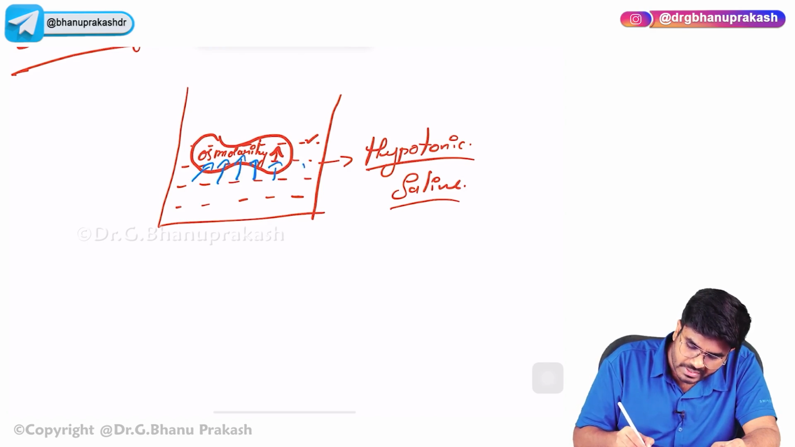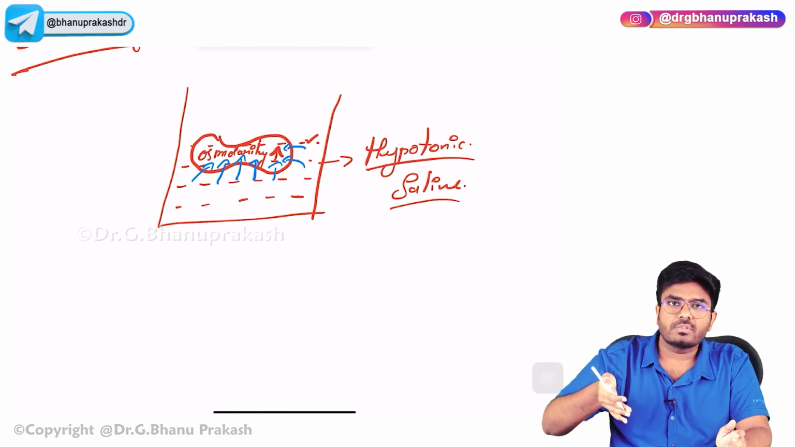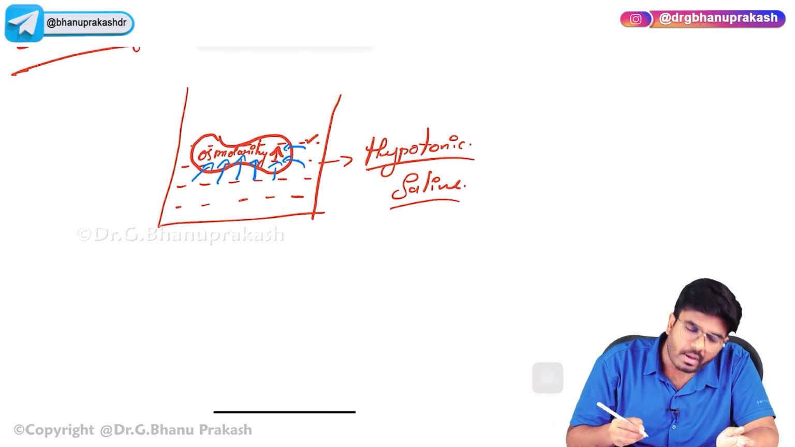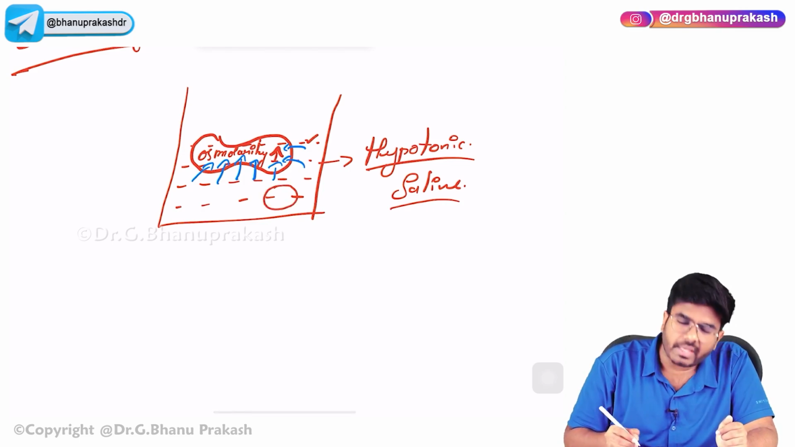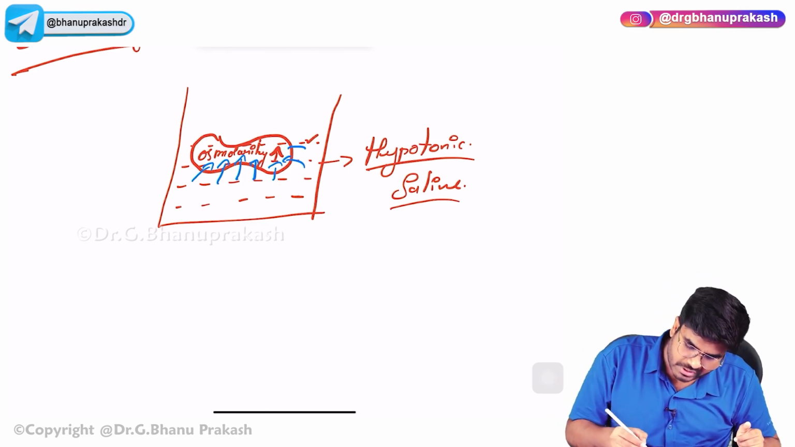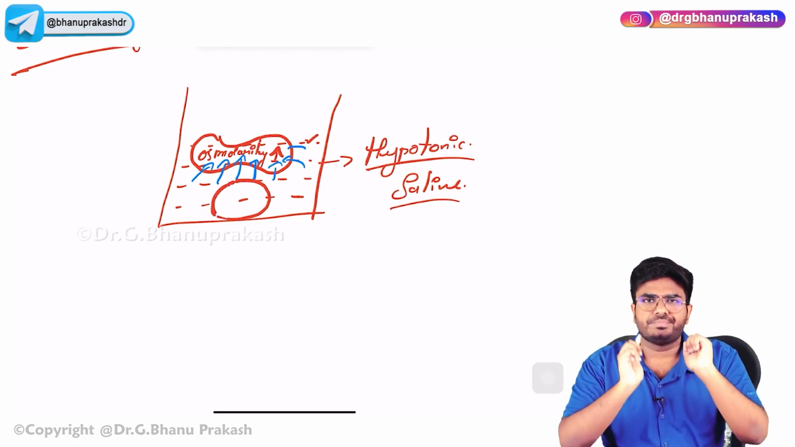But a normal RBC has extra membrane, enough amount of membrane. That extra membrane is there. So these RBCs, upon taking this water, will become round in shape. Here the space is not enough and they will become big round cells.